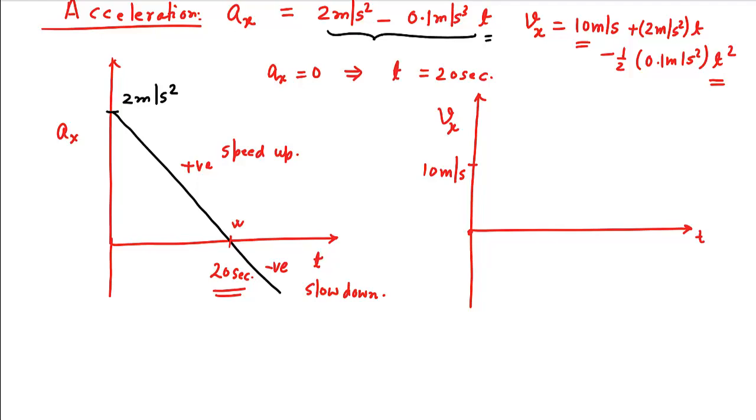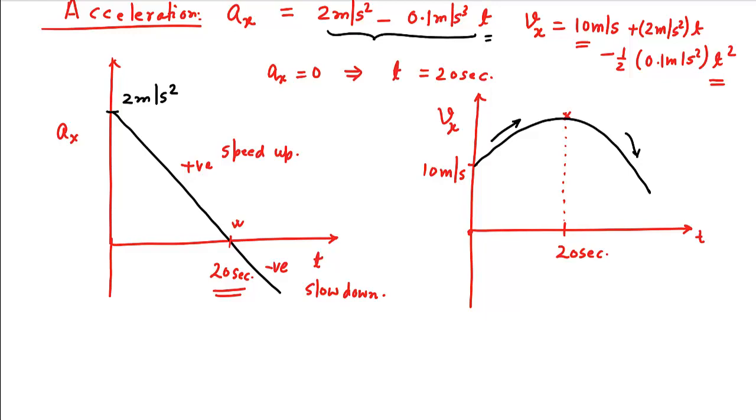Now we also know that at t equals 20 seconds, velocity is maximum. So somewhere here, at this point, velocity is maximum. This means velocity is increasing and then velocity is decreasing. So I can plot the graph, and it should look something like this, because this is parabolic in nature. You can see the velocity first increases and then decreases.